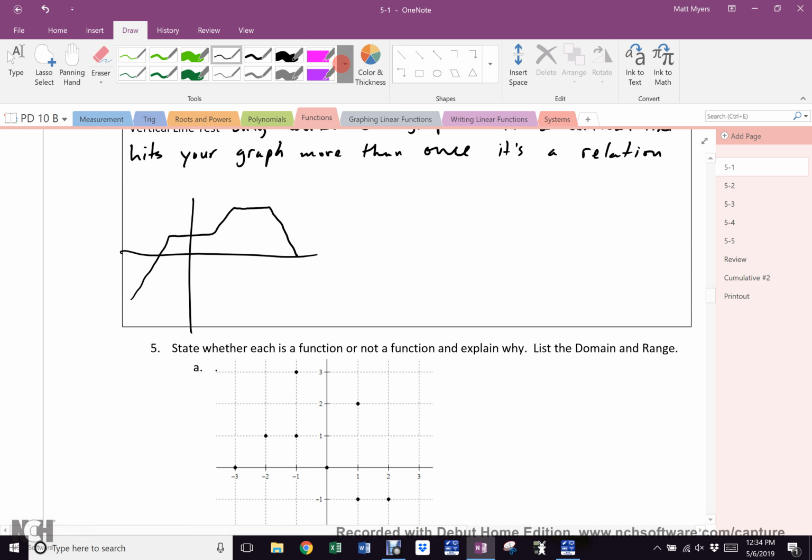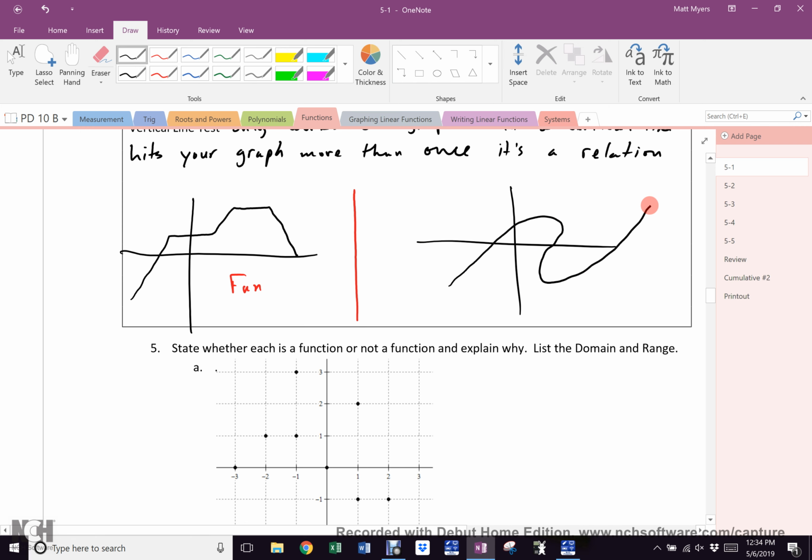Function or relation? Take my vertical line. How many times does it hit the black graph line ever? Once. So what is it? So this is a function. Now, let's go over here. Function, function, function, function. Oh, what happens there? Three times. At this x value, there's 1, 2, 3 possible outputs. So this is a relation. Is everybody good? Okay.